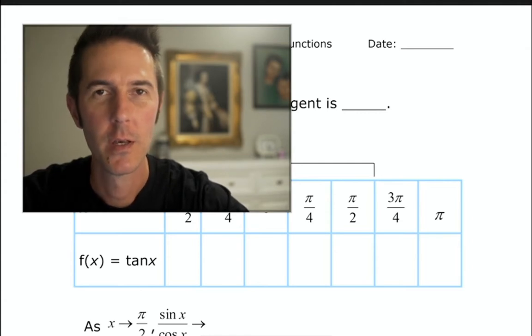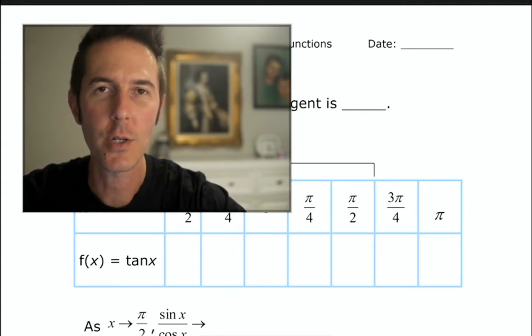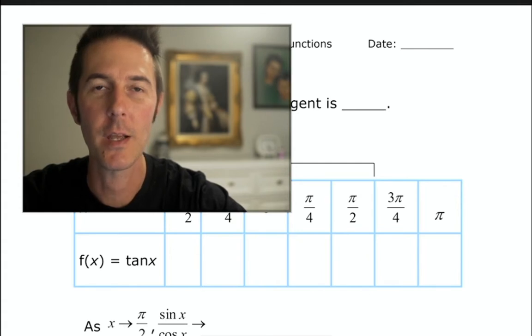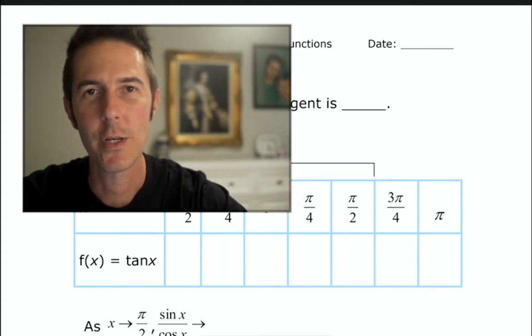In this video we're going to talk about the graphs of some other trig functions. In particular, we're going to look at tangent, cotangent, secant, and cosecant. Let's go have a look.